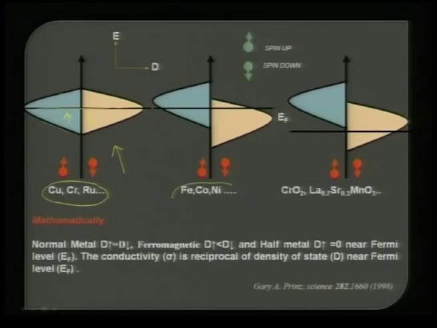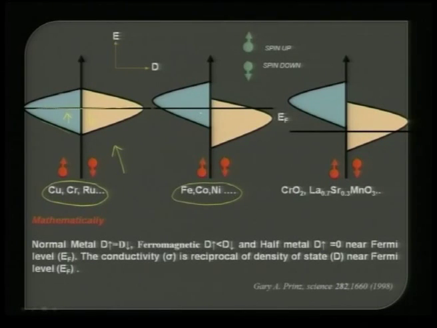Whereas, in the case of iron, cobalt and nickel, as we saw in the first module, the whole thing can be explained based on molecular orbital theory, where you can see the spin up band has a band like this across the Fermi level, and the spin down band has, across the Fermi level, a band which is lower than the spin up band. As a result, there is a net moment, okay, which makes this material ferromagnetic.